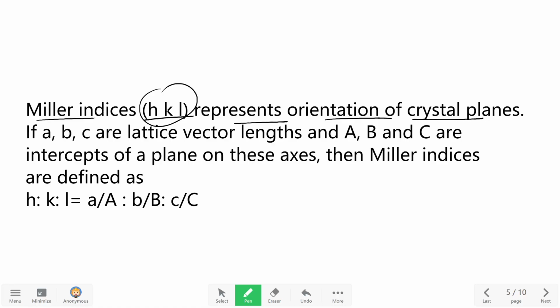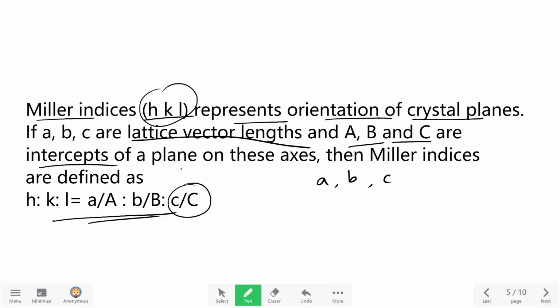So how to get h, k and l? It is given by this. h is given by small a divided by capital A, k is given by small b divided by capital B, and l is given by small c divided by capital C. Now what are these? Small a, b and c are lattice vector lengths, and capital A, capital B and capital C are the intercepts of the plane on these axes.